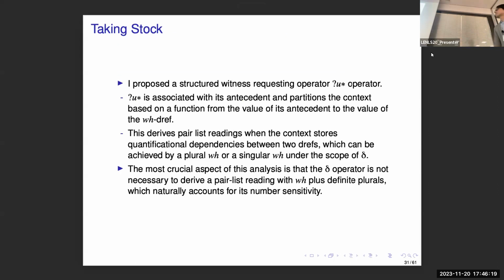So that's how pairless answers are derived. And the important point is pairless answers are derived in different ways for plurals and quantifiers. Quantifiers evaluate the atomistic condition under the delta operator and derive the pairless reading. But for plurals, there's no delta operator, and you can just derive a pairless answer by splitting the context based on the function.